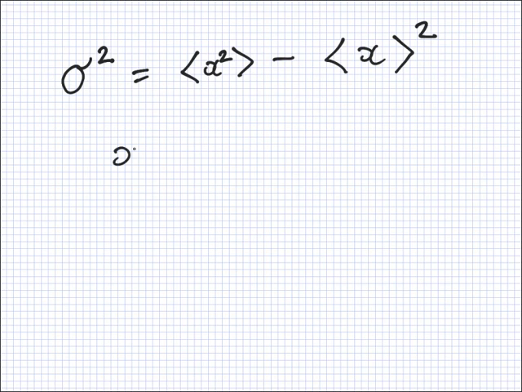So let's say I have the data -1, 0, 1. And let's first calculate this. What does this equal? The average. Well, 0. And if I square it, still 0. Okay, fine. Now, that's that done.